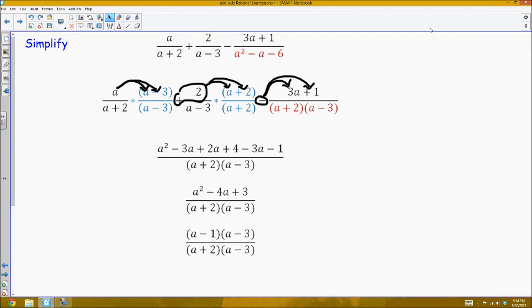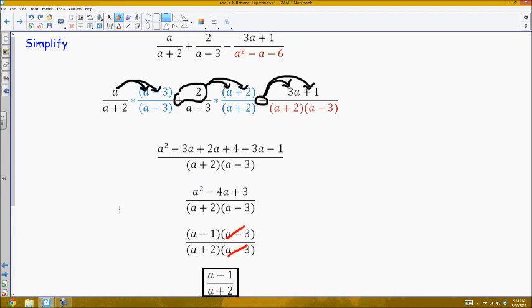And this is where factoring helped me, because now I have a set of like factors in my numerator and denominator. I'll be able to cancel my a minus 3 in the numerator with my a minus 3 in the denominator. And my final simplified result will be a minus 1 divided by a plus 2. And I will box that as my final answer.